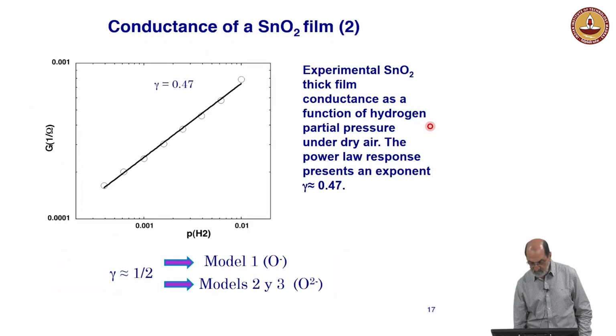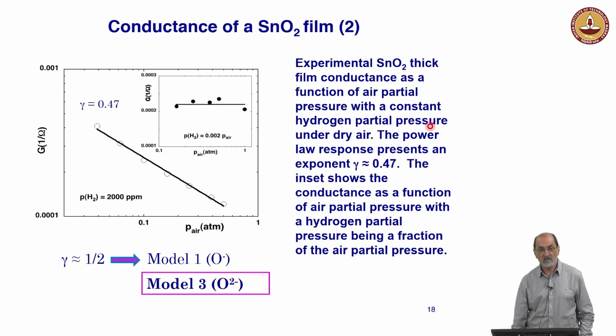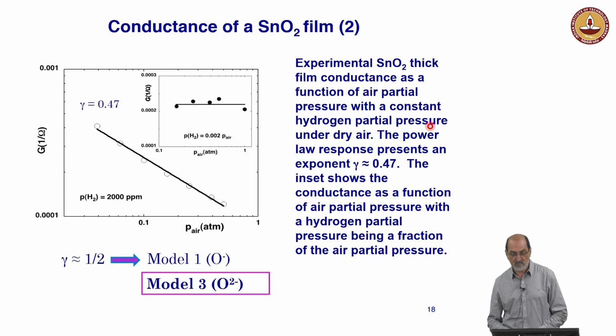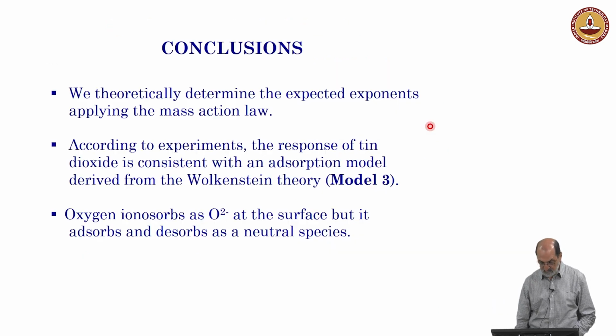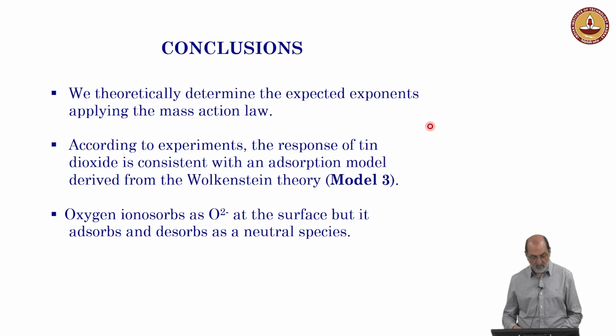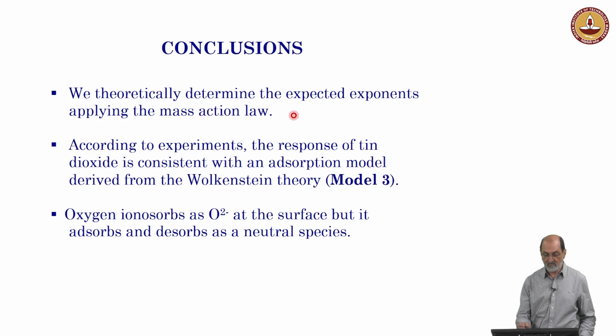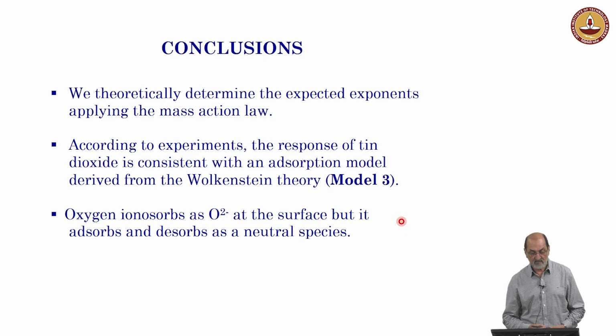So we believe that model 3, the model based on Falkenstein theory of adsorption, is the correct model. Okay, so then we theoretically determine the expected exponents applying the mass action law. According to experiments, the response of tin dioxide is consistent with an adsorption model derived from the Falkenstein theory, what we call model 3. And we found that oxygen ionosorbs as O2 minus, but it adsorbs and desorbs as a neutral species, as Falkenstein proposed.